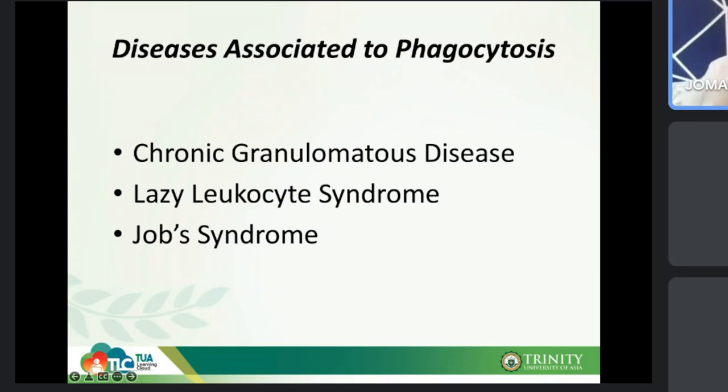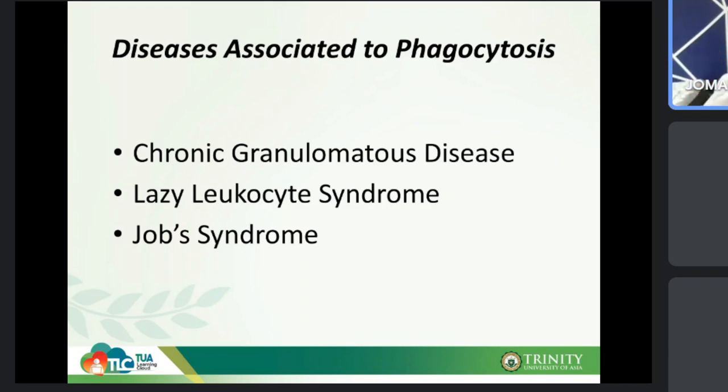So anong meron kapag may lazy leukocyte syndrome tayo? Okay, kay lazy leukocyte syndrome, ang problema natin may abnormal siya na random, meron din siyang abnormal na chemotactic activity. In a sense that, kunwari, instead na papalapit, lumalayo siya. Okay, so lazy leukocyte syndrome, may abnormality sa both movements.